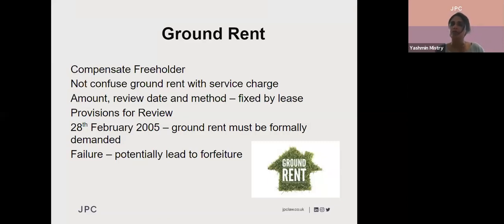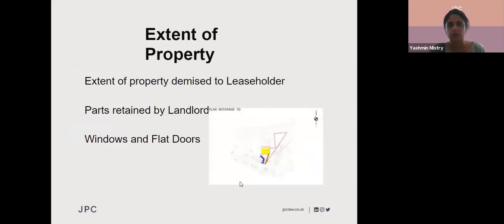So it's really important that if you are issuing ground rent demands on behalf of your client, you've got it in the prescribed form, and it contains the prescribed clause. The notes, which are part of the prescribed form, also have to follow with it. For leaseholders, if they don't pay their ground rents, they're potentially liable to have their leases forfeited. So it's really important that ground rent is paid.